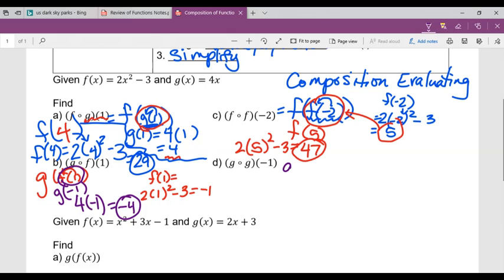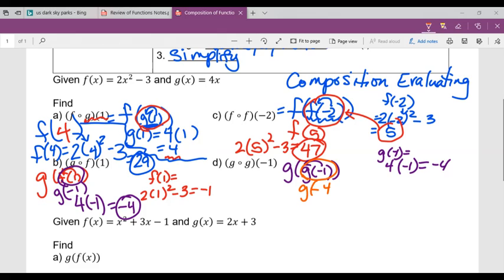So now we have g of negative 1. I'm going to plug negative 1 into g. So 4 times negative 1, right? Because that's g of negative 1. That gives me negative 4. So I'm getting all kinds of colors here for you. So this part right here is negative 4.